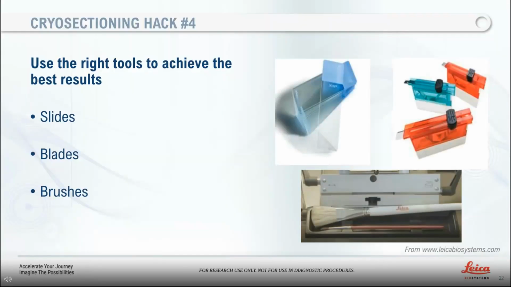Hack number 4. Use the right tools to achieve the best results. The use of charged slides will help with the section adhesion. Use new blades each time you sit to cut. If the blade is dull, it won't cut thin and smooth sheets of tissue. Please remember to use a trimming blade and replace it with a new blade once closer to the specimen. You don't want to make your blade dull before starting to section your specimen. Ensure the specimen and blade are tightened securely and set to the desired temperature.